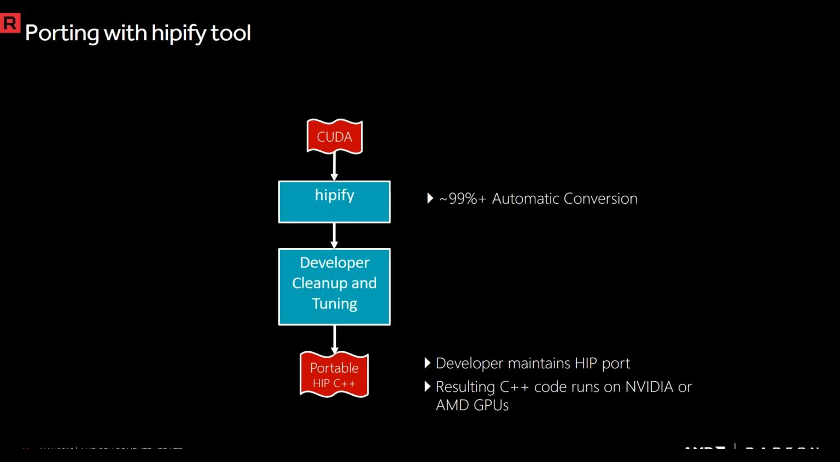Now the tool usage is very simple. You take the CUDA application, you call our HIPify, and then 99% of it gets automatic conversion. And the developer may need to do some cleanup and some tuning, which is in the documentation, what you need to do. And then it converts into portable C++ code. The developer can maintain this, and the resulting code can run on both NVIDIA and AMD GPUs.